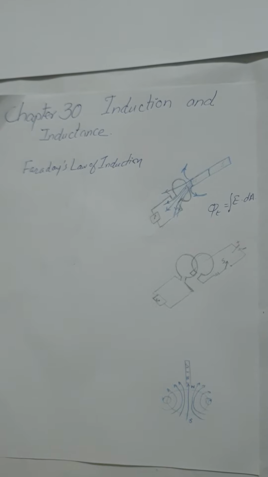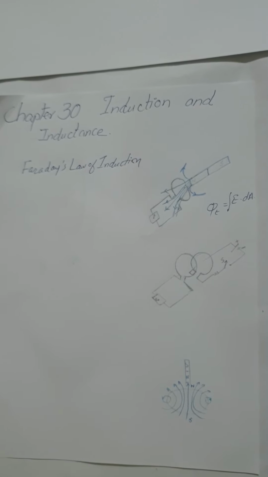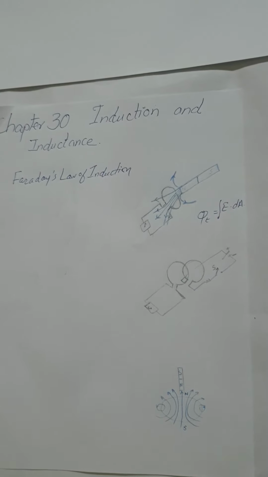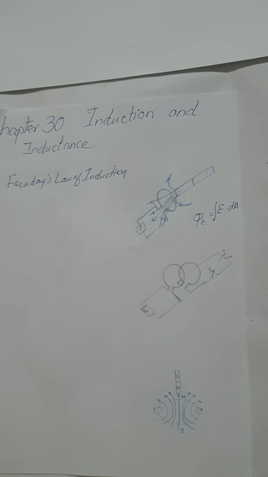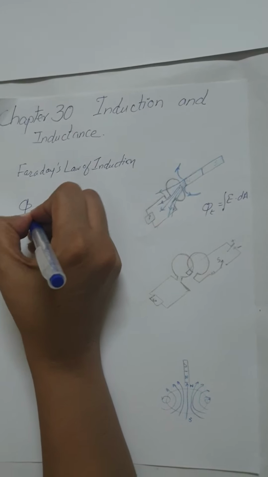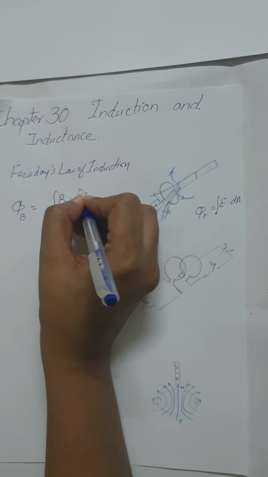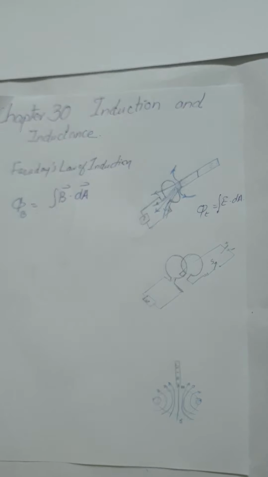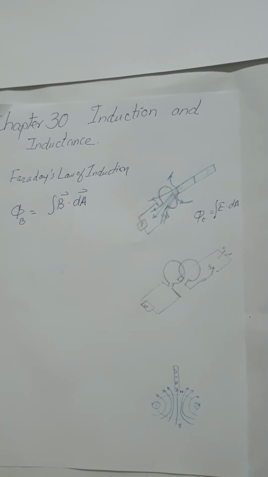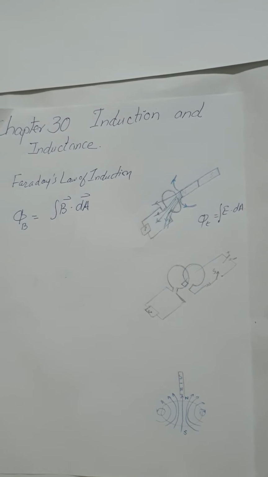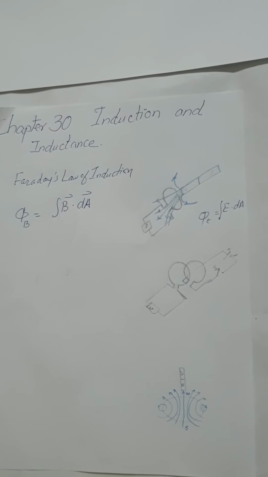Here we define a magnetic flux, and suppose a loop enclosing an area A is placed in a magnetic field, then the magnetic flux through the loop would be phi B equals integral of B dot dA. Magnetic flux through area A. dA is a vector of magnitude dA, and we know it is perpendicular to the differential area.